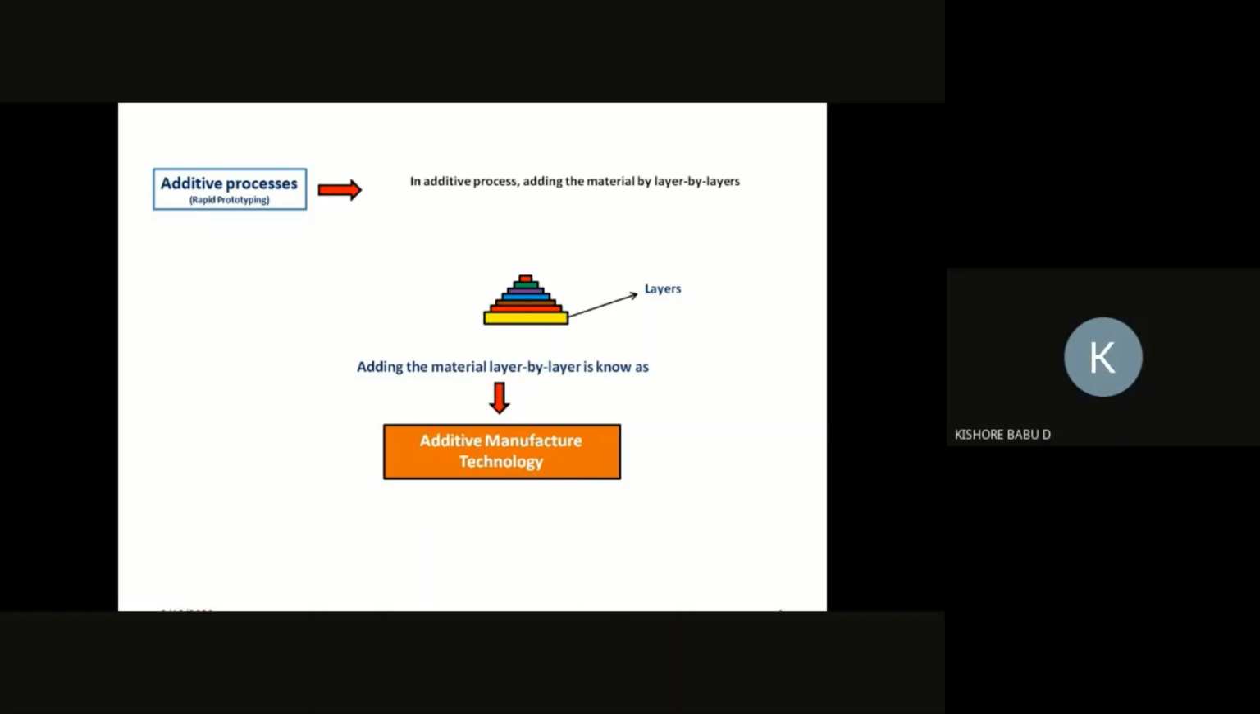Next, the additive process. The additive process is the latest technology to fabricate parts or components easily. In this process, we fabricate the parts by adding material in a layered manner until the desired shape is reached. Adding material layer by layer is simply known as additive manufacturing technology. An example of this additive manufacturing technology is the rapid prototyping technique.